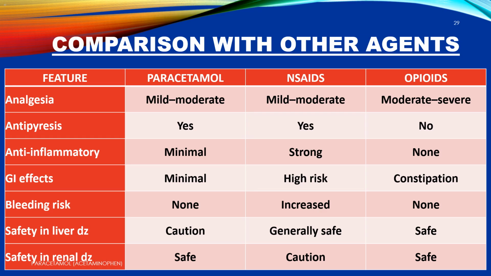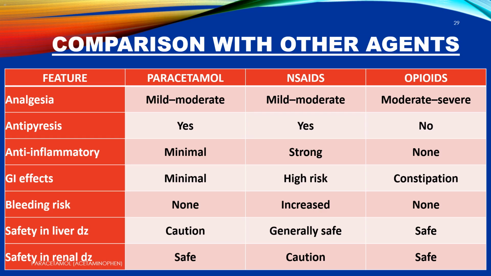Gastrointestinal effects. Paracetamol has minimal gastrointestinal effects, making it a suitable option for patients with sensitive stomachs. NSAIDs have a high risk of gastrointestinal side effects, such as stomach ulcers and bleeding. Opioids can cause constipation, but are not typically associated with stomach ulcers or bleeding. Bleeding risk. Paracetamol has no significant bleeding risk. NSAIDs have increased bleeding risk due to their effect on platelet function. Opioids have no significant bleeding risk.